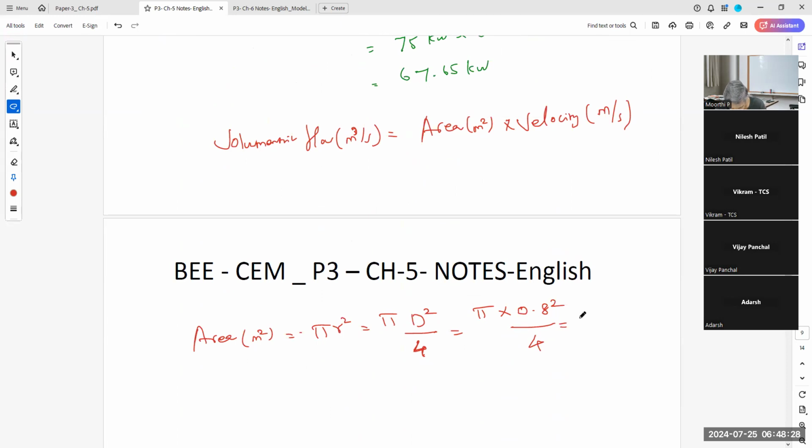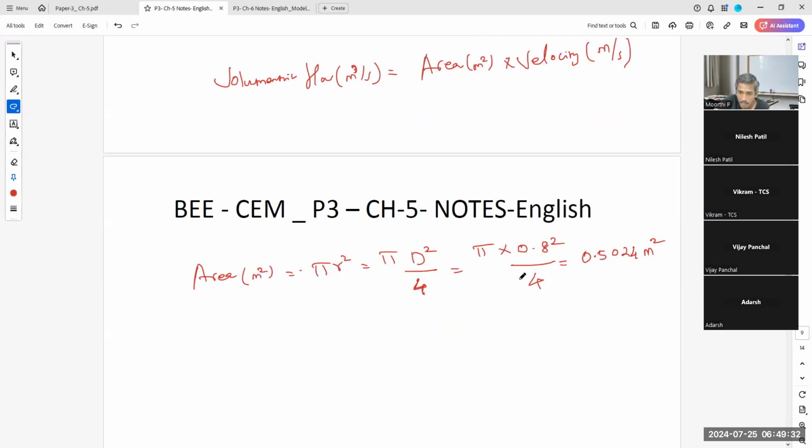Tell me the value. 3.14 into 0.8 square divided by 4. Clearly you have to calculate. I am receiving the value 0.5024 meter square. Okay, we have to calculate it properly now, otherwise your value will totally collapse.